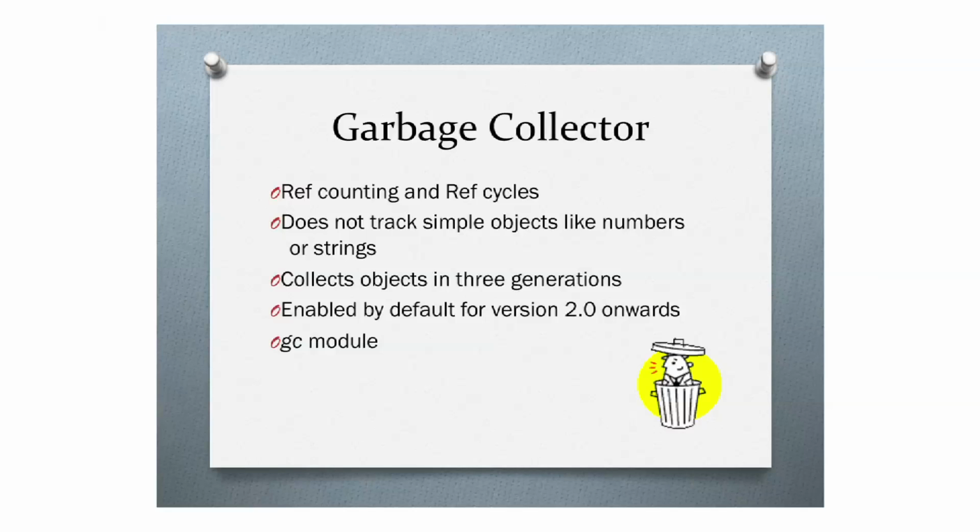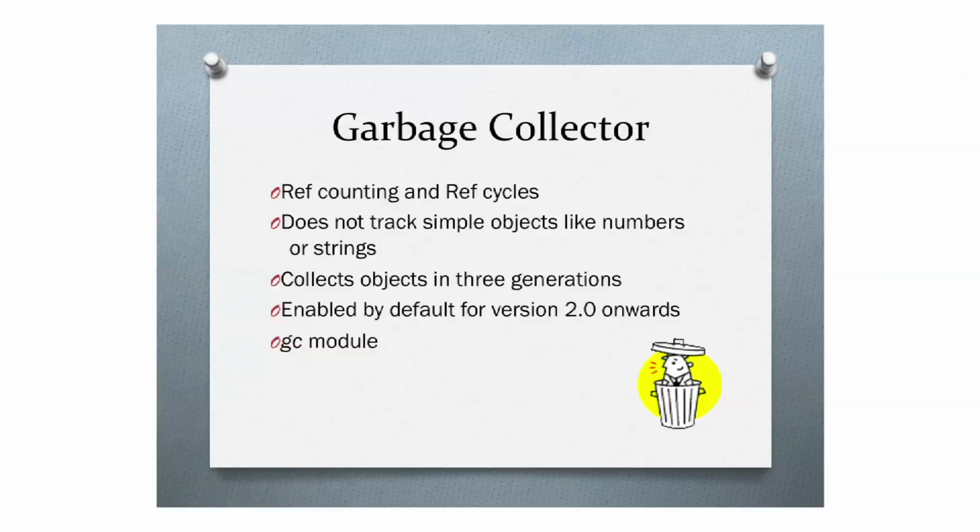Ref cycles are a cycle of objects where each object keeps a reference to the others. These ref cycles are formed by your application, and since they are based on references, simple data types like integers or strings are not tracked, since they cannot have references to other objects. So the garbage collector only tracks containers, that is lists, sets, tuples, dictionaries, and such objects.